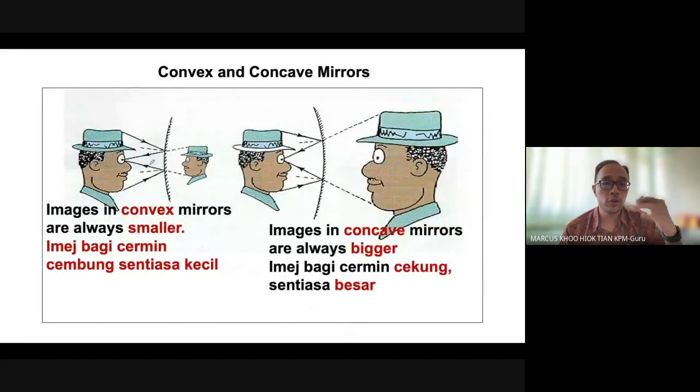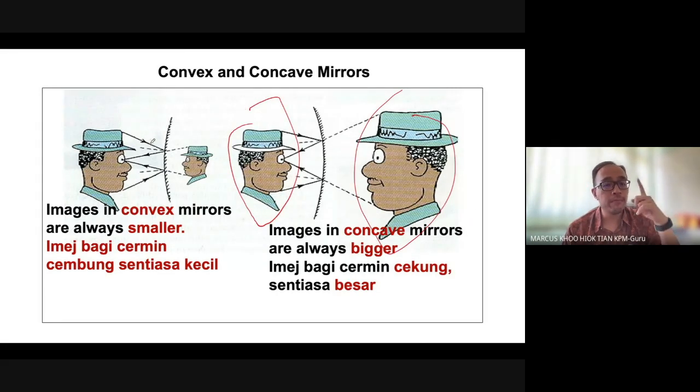Just to show you the difference between convex and concave. Convex, everything is smaller, but you see more. Concave, everything is bigger. You see, this is you. This is the image. The image is bigger, but there's a condition to this. You must be very near the mirror, and then your face will be bigger. Your face will be bigger, and not just bigger, it will also be upright. Just like this.